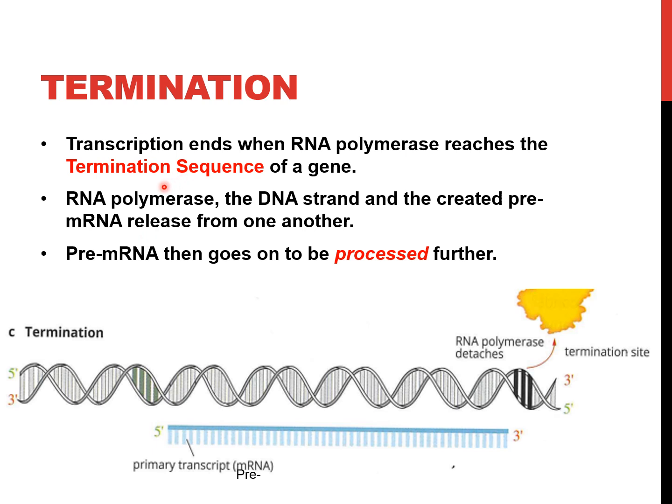And then termination occurs. Essentially, it gets to the termination sequence, and really it hops off. Okay, as you can see, the RNA polymerase goes whoop and jumps off, and there you go. You have your pre-messenger RNA, from 5' to 3' end. That will go on to the next step of the entire gene expression process, which we should be aware of. That is RNA processing. Okay.